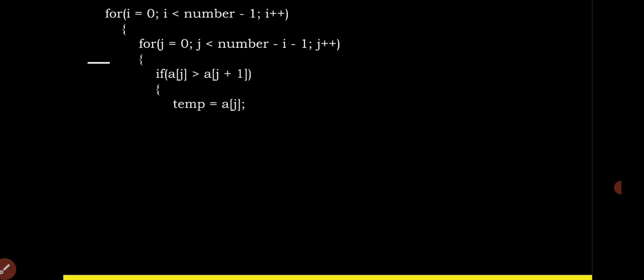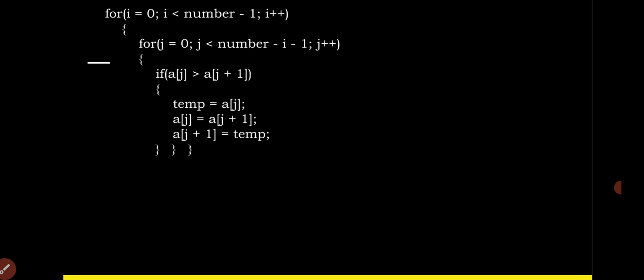For interchanging, we are using the method called the swapping method. That swapping method carries these three statements: temp is equal to a[j], a[j] is equal to a[j plus 1], and a[j plus 1] is equal to temp. These three statements exchange the data between the consecutive locations. So the if statement is over, and then we are closing the braces: the inner for loop and the outer for loop, all the three braces are closed by the three opening braces.